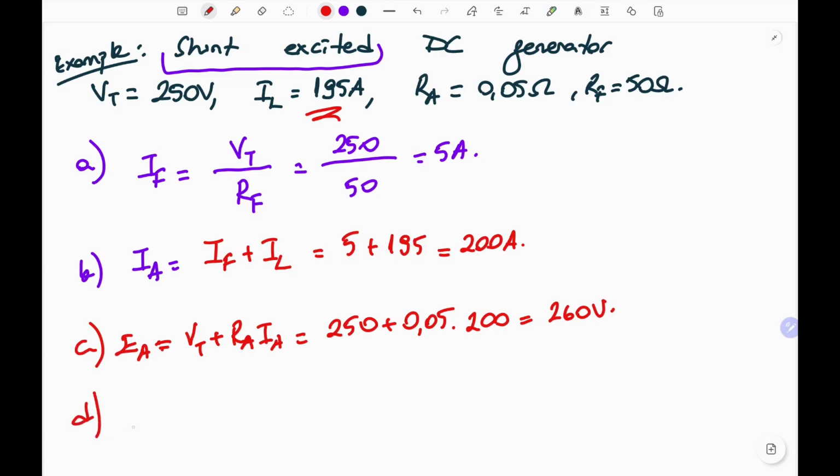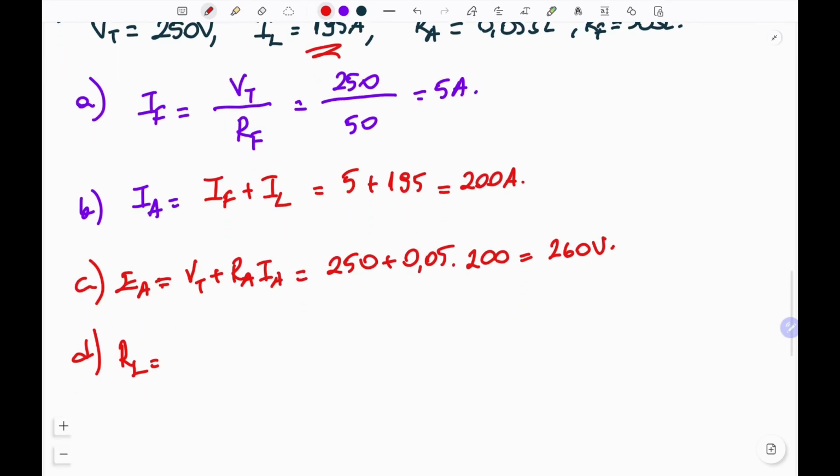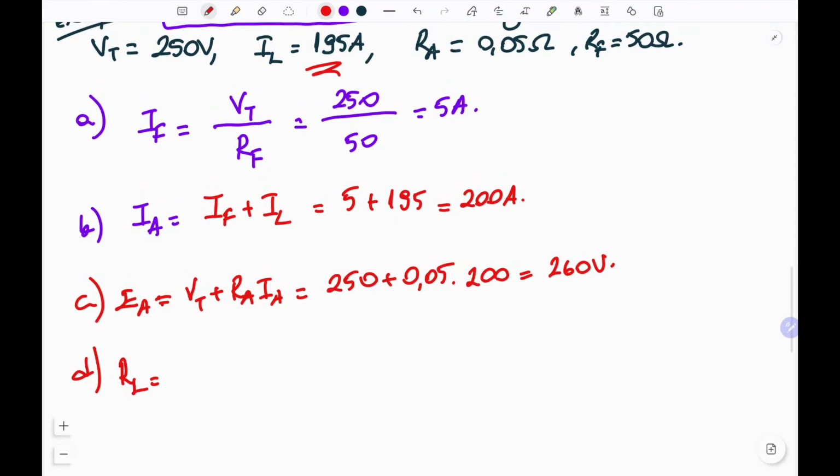For the last part, let's calculate the load resistance. So we have a generator operation and how much resistance we have according to given condition. So the terminal voltage and the line current, load current division ratio, 250 divided by 195, will be 1.28 ohms. So the load resistance can be calculated according to this expression.